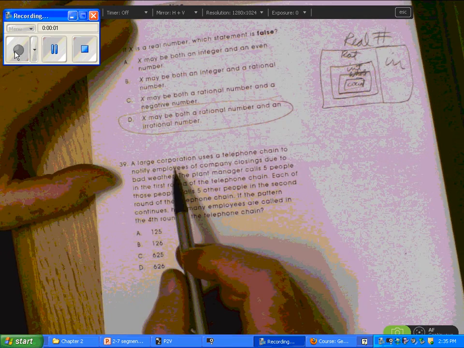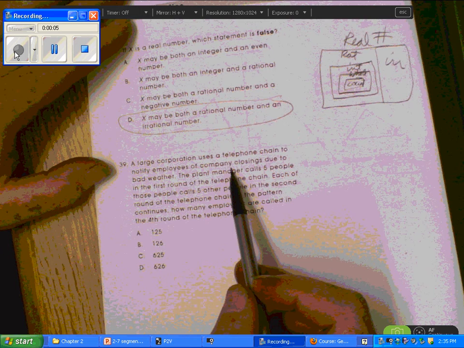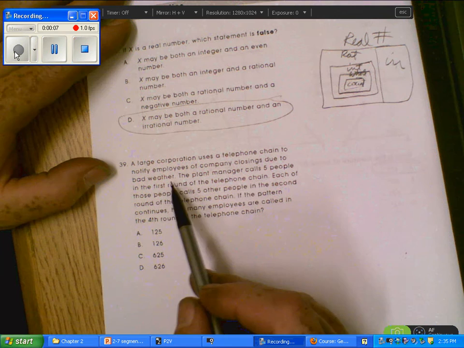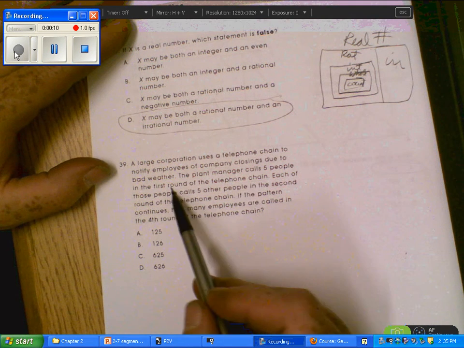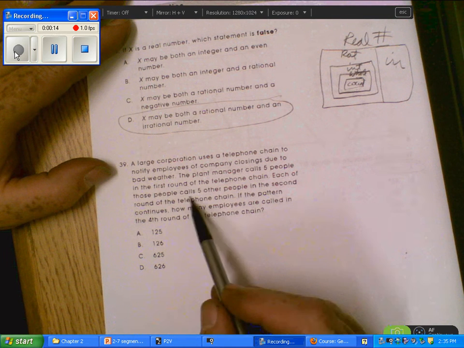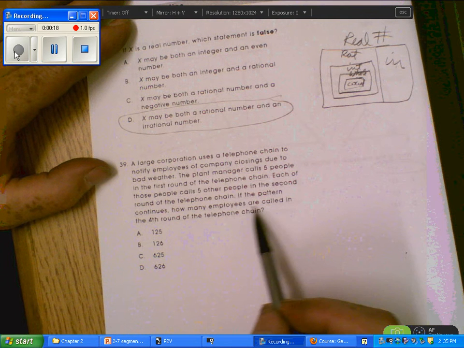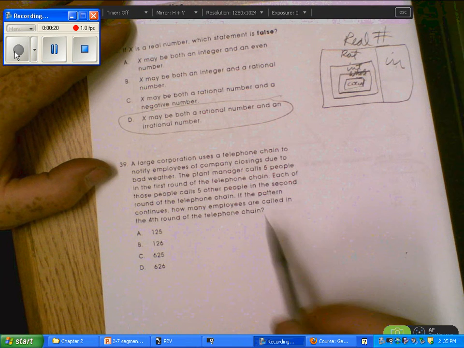A large corporation uses a telephone chain to notify employees of company closings due to bad weather. The plant manager calls 5 people in the first round. Each of those people calls 5 people in the second round. If the pattern continues, how many people will be called in the fourth round?